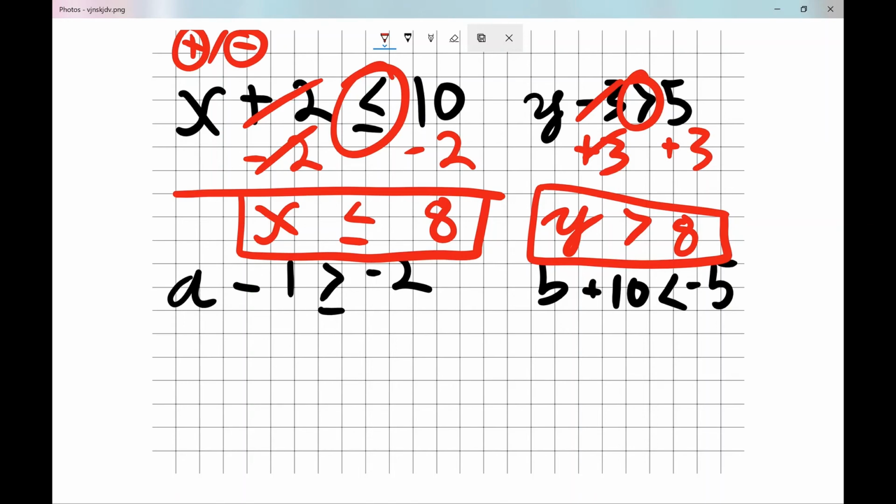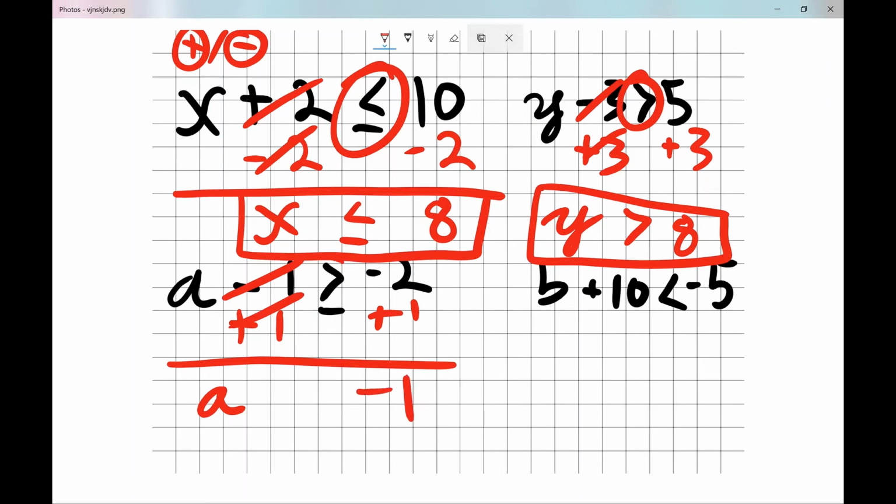A minus 1, again, you're working with subtraction. The inverse of subtraction is addition. So to get rid of that minus 1, add 1, add 1. This is going to cancel out. You're left with a negative 2 plus 1 is negative 1. Bring down the sign. Greater than or equal to.